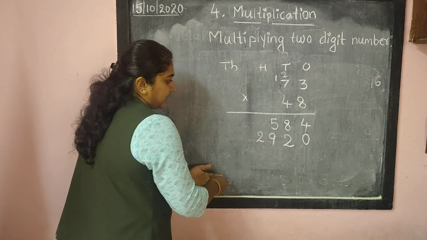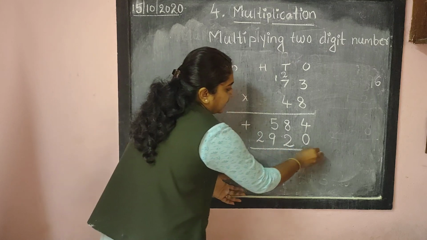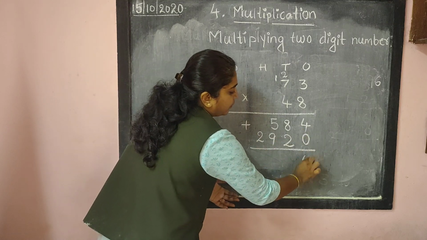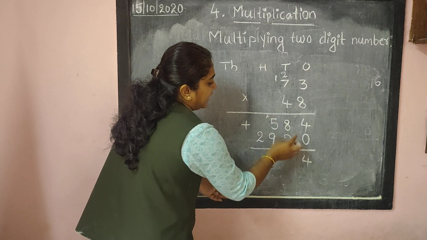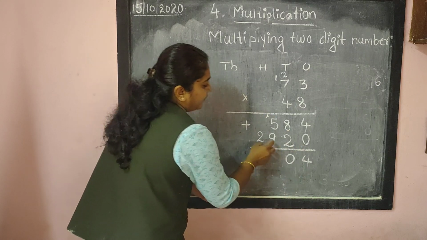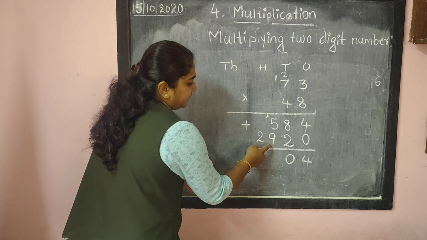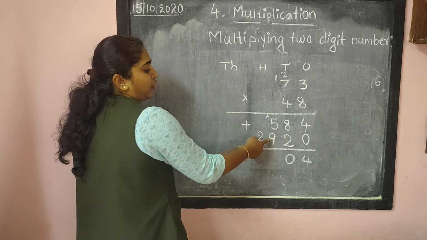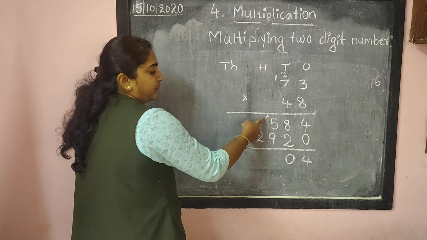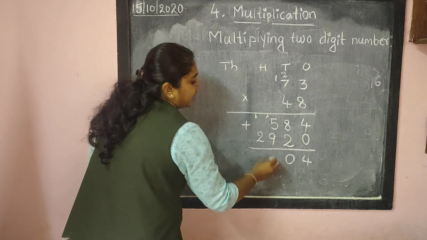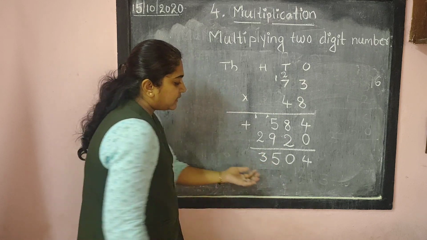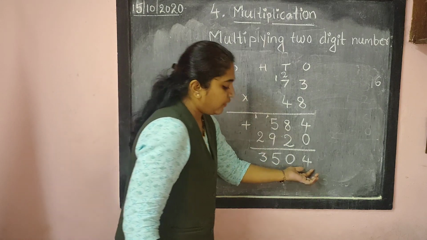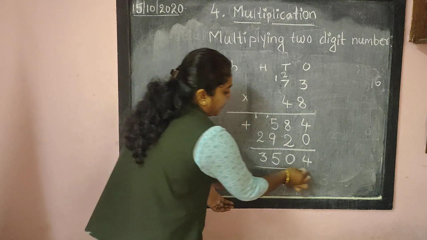Add these numbers. That is 4 plus 0, 4. 8 plus 2 is 10, 1 carry. 5 plus 9, 14, 14 plus 1, 15. 5 and 1 carry. 2 plus 1 is 3. That is 3504. This is the product.